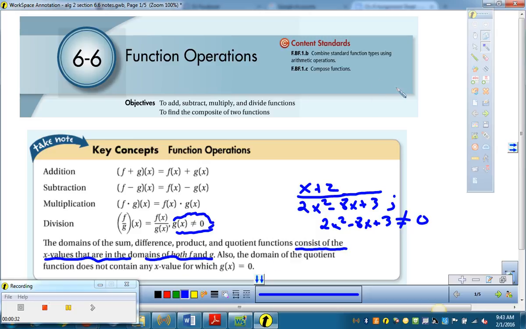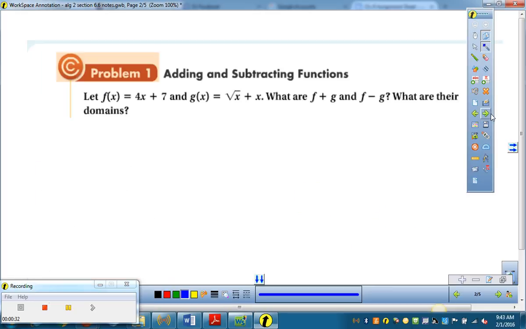All right, so let's look at some examples of these. Write this down, please. f of x equals 4x plus 7, and g of x equals root x plus x. What are f plus g and f minus g, and what are their domains?